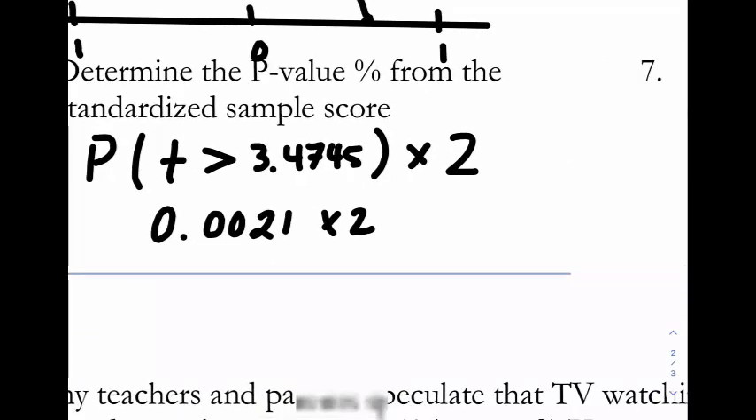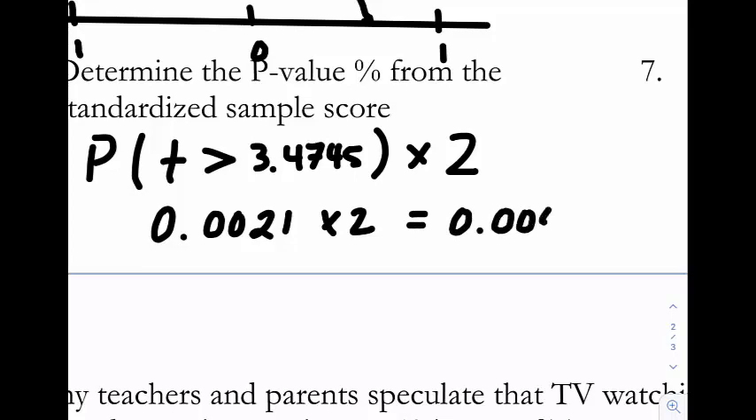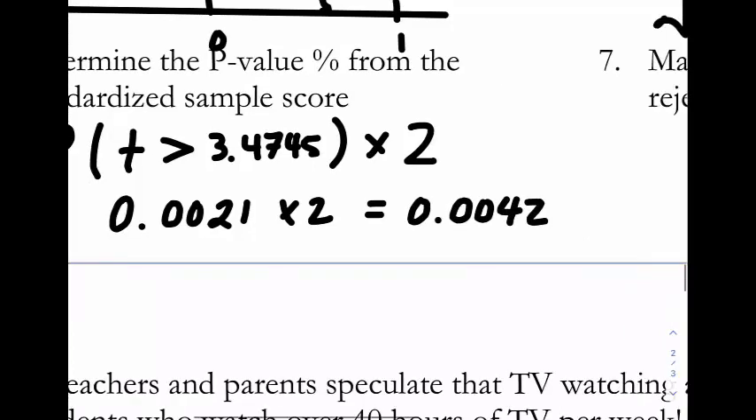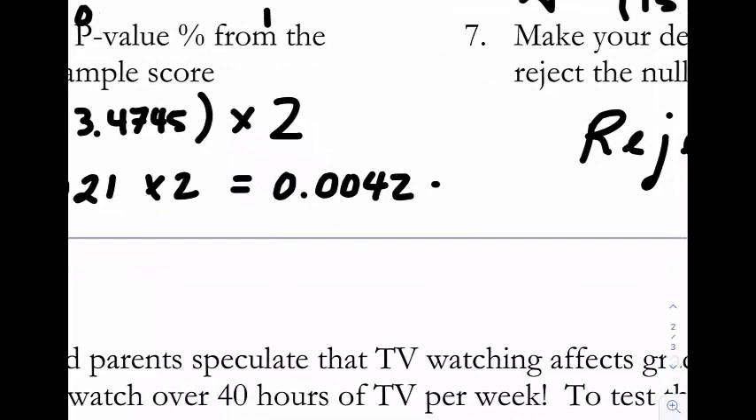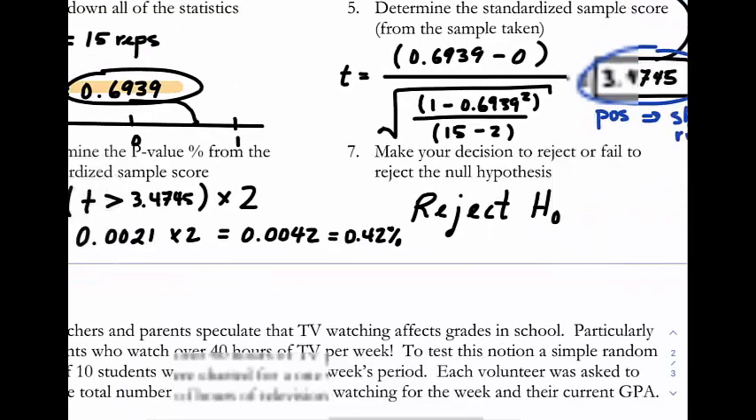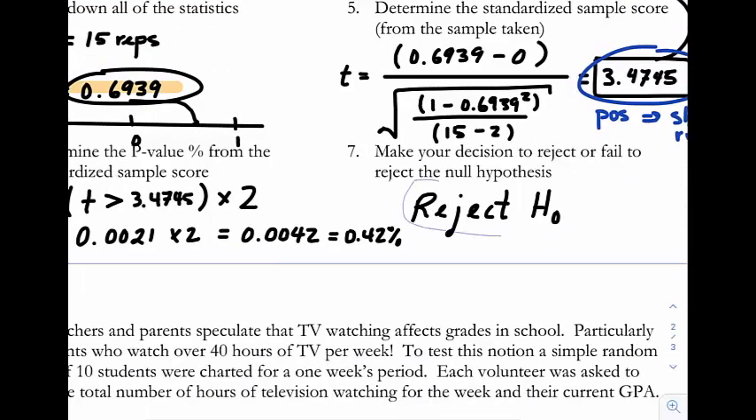Then we're going to multiply it times 2, forcing it to be on both sides, forcing that to be a two-tail case. We can see here that if you just double the 21, you get 42. So we get 0.0042, or in other words, of course, that translates into 0.42%. That's certainly smaller than 1%, and that verifies that we do have a rejection of the null hypothesis.